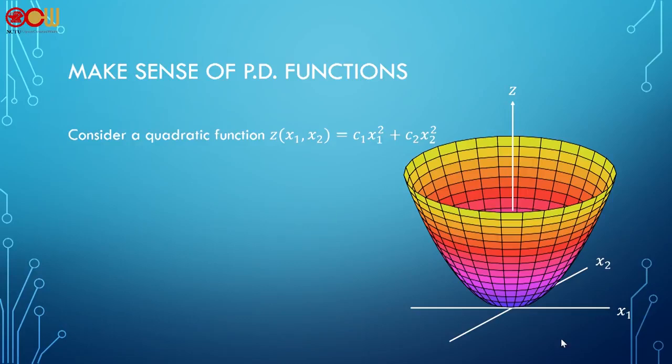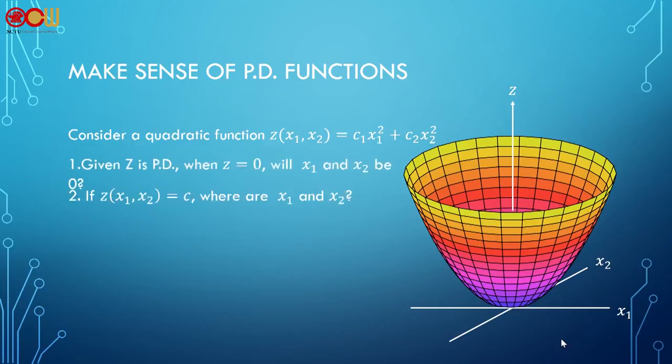This is the quadratic function. C1, C2 are the coefficients. Any function of this type can be considered as a Lyapunov function, which is positive definite. The configuration is like this, which is 0 at 0. Here are some questions. If Z is PD, it means the only intersect with the origin is at 0, where Z is 0 and x1, x2 are 0.